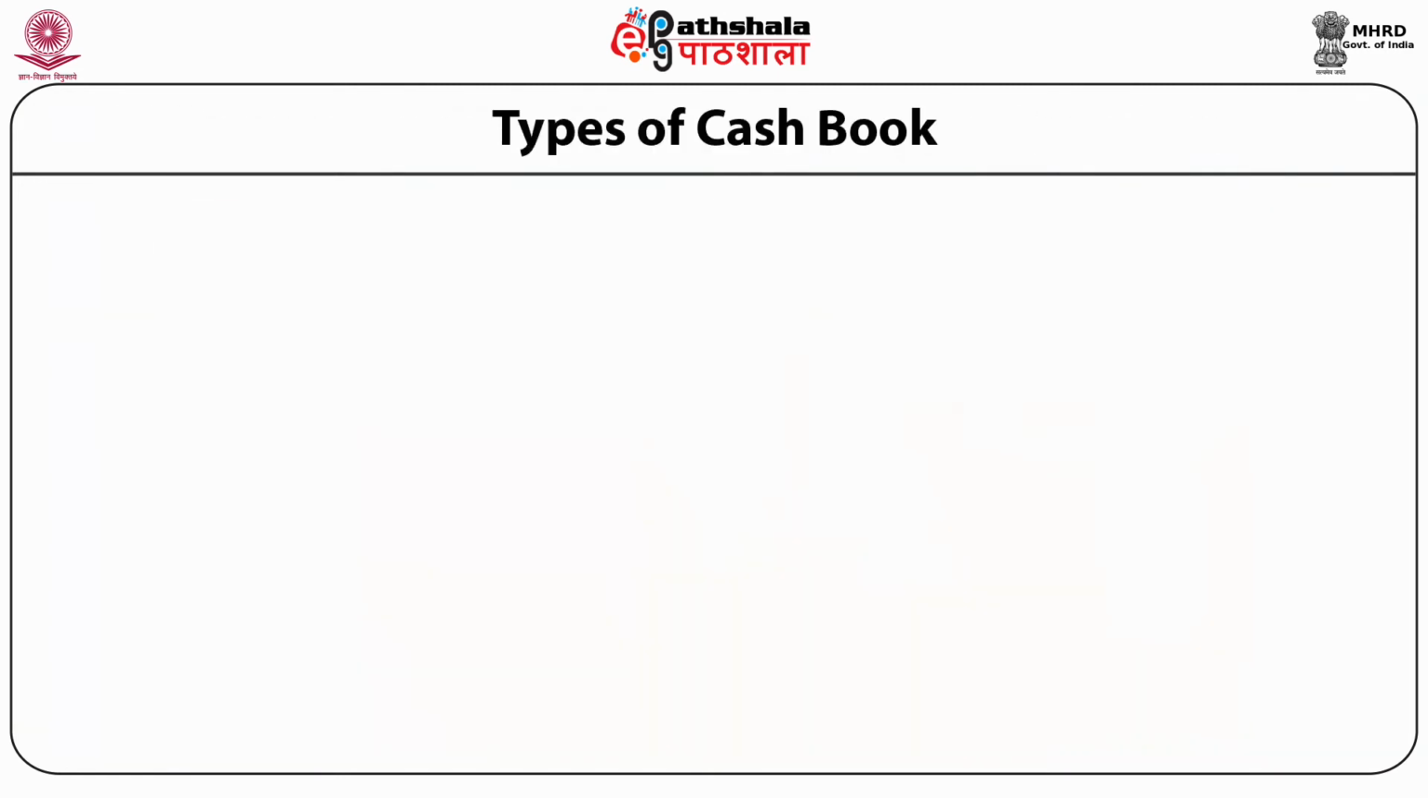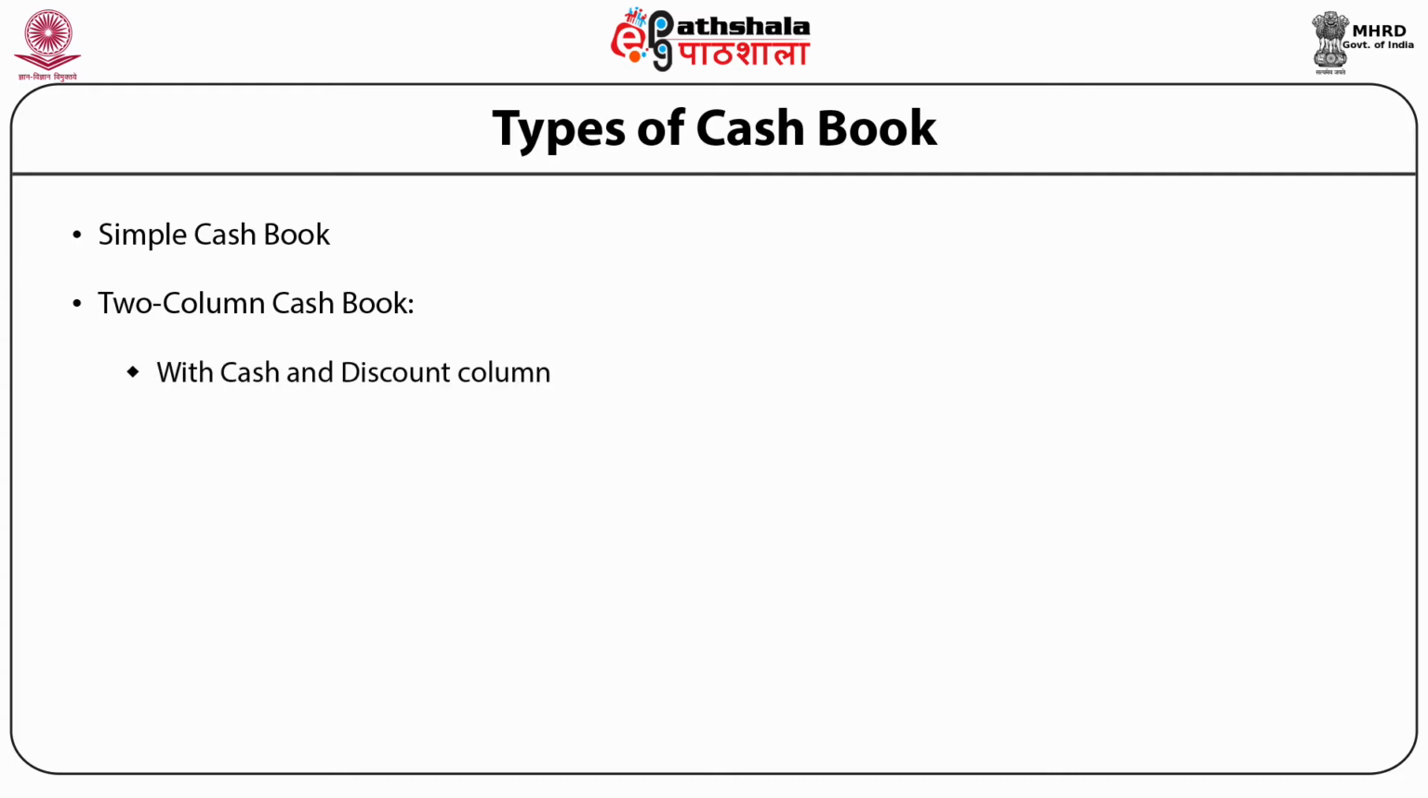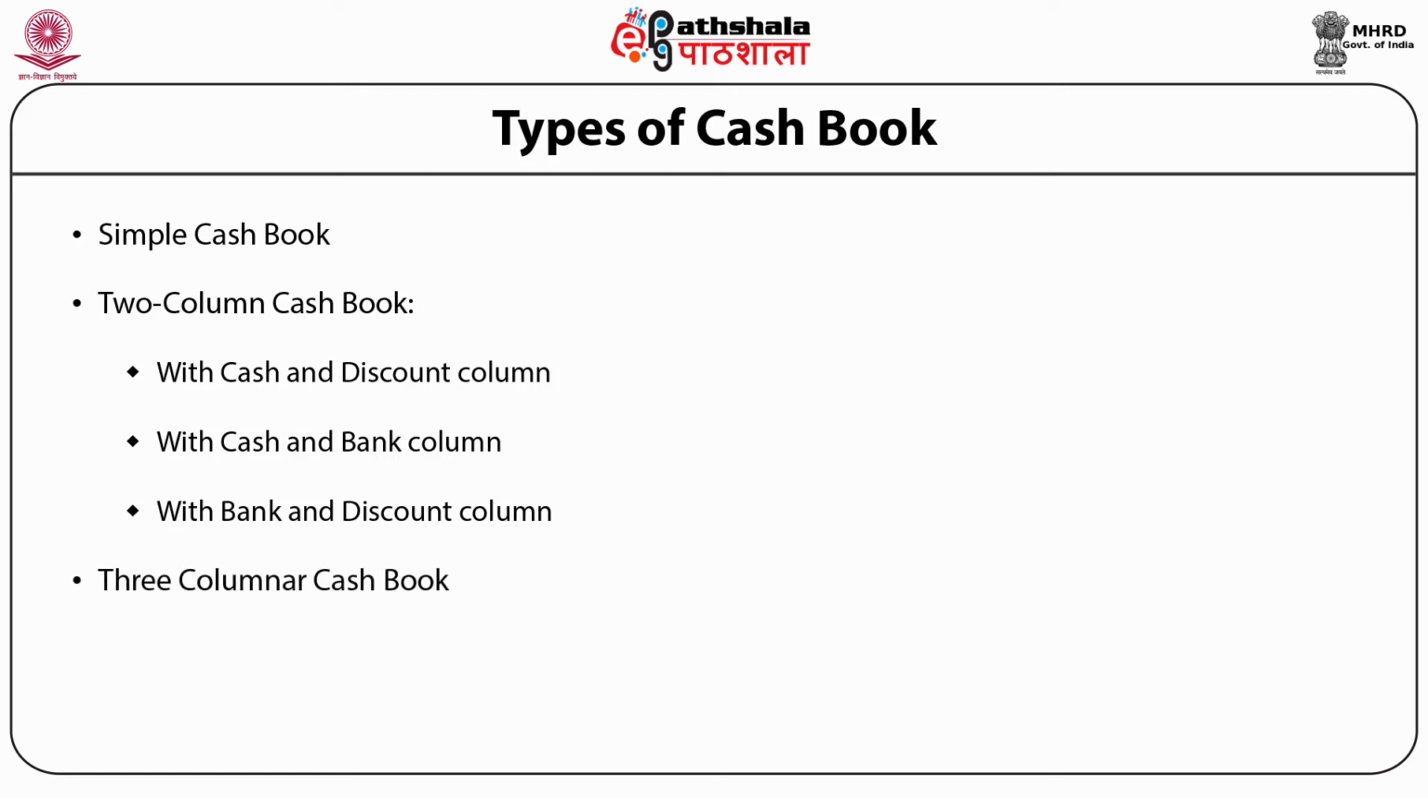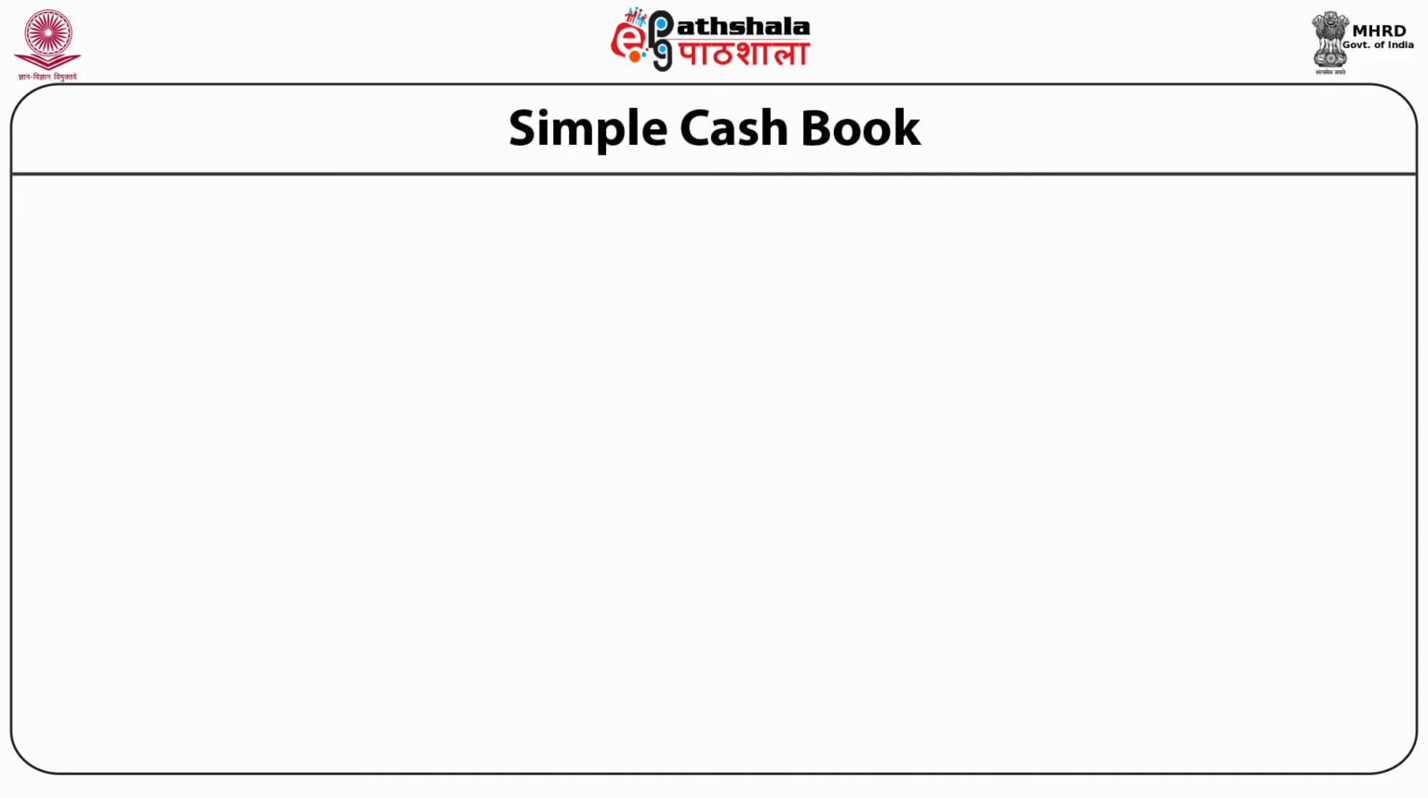Types of cash book. First, simple cash book. Second, two-column cash book. Third, with cash and discount column. Fourth, with cash and bank column. Fifth, with bank and discount column. Sixth, three-columnar cash book. Seventh, petty cash book. Now let us discuss each one of these types in detail.